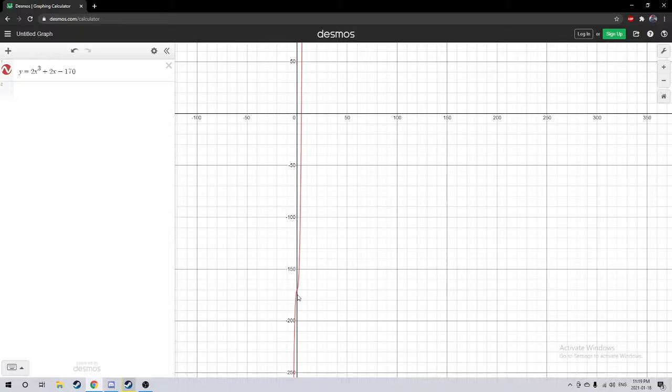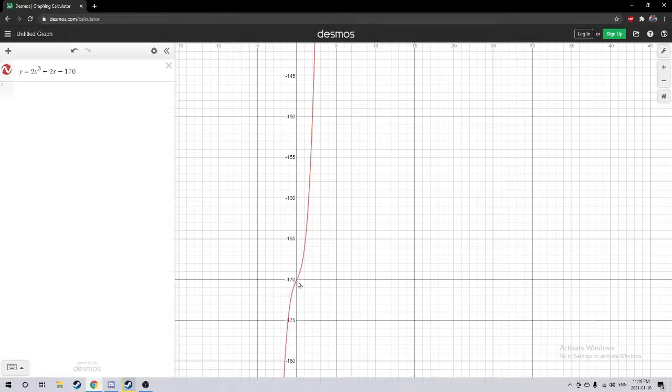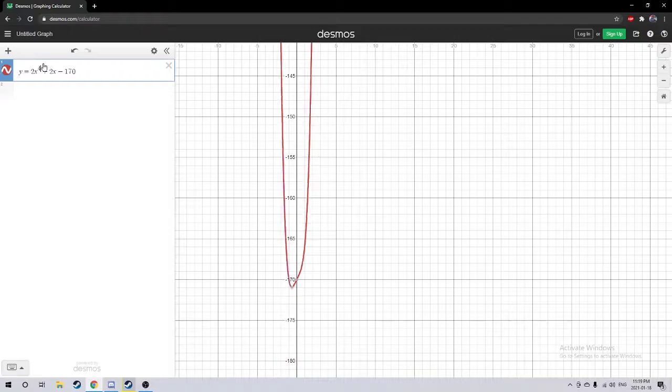If we take a gander, can you guess where the y-axis is? It's right here. Minus 170. But then if you look closely, see it makes a... What the fuck? What the fuck?